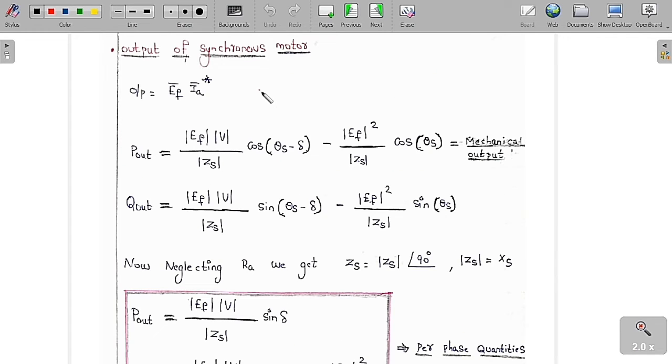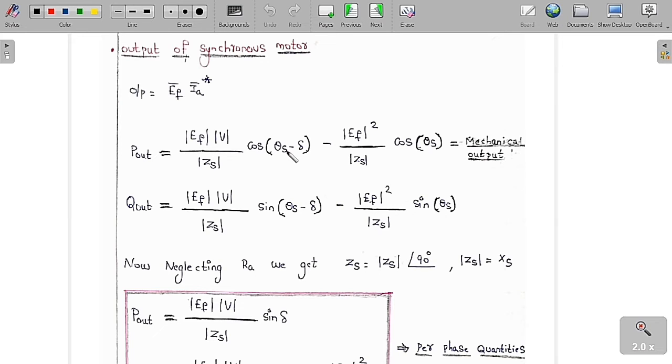Similarly, if you want to know the expression of the output of the synchronous motor, how much output power is received by the synchronous motor, then what is the output power? Output is equal to F bar IA bar whole conjugate. So you know the IA bar conjugate expression, and you also know F bar. IA bar is equal to mod of F at an angle of minus delta. So now you have to multiply these two equations. Then finally, you have to split the real part and the imaginary part.